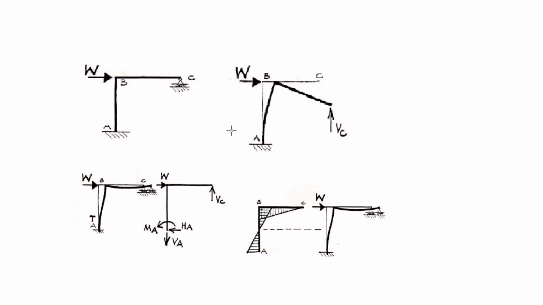Now we can draw the deflected shape of the frame, being careful to maintain the right angle at B. We need to maintain the right angle at B, and then C will push it upward. It will be like this because this will be moving horizontally only. There is no vertical displacement because the support is there. So it will behave like this, and then B also will be coming like this.